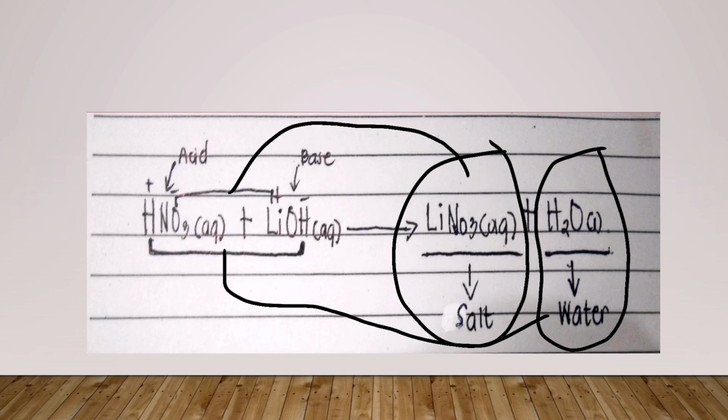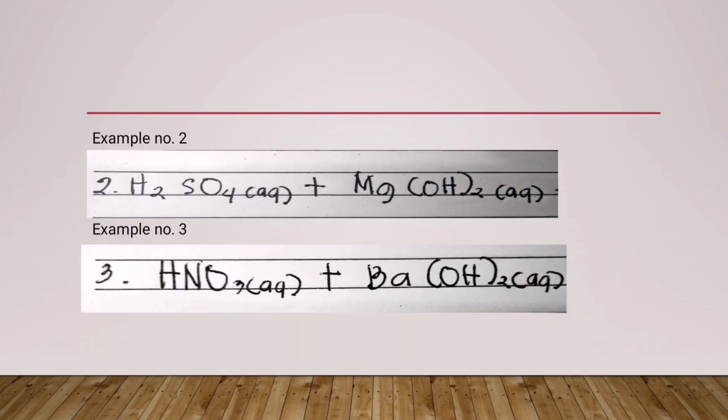So if you want more examples, I'll show you some. If you want to answer example number 2 and example number 3, predict the products and balance the chemical equations. If you want to answer that, just send me your answers so that I can check them for the plus points.